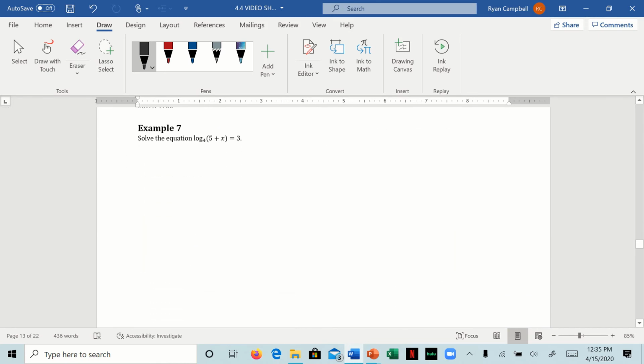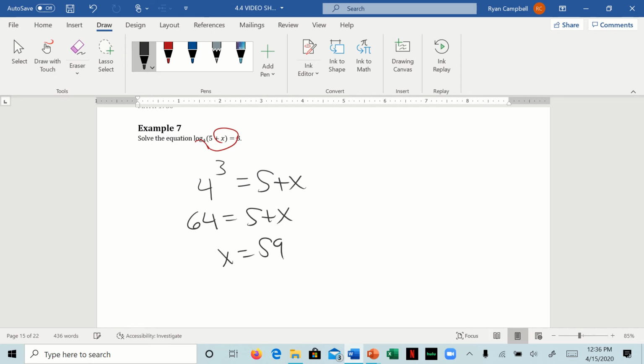Let's do the next one. Okay, well, we don't have log equals a log, so what else can we do? Well, hopefully you see that we can turn it into our other form. So that's something else we can also do. If we don't have a log equals a log, we can always just turn it into the other form. So 4 raised to the third equals 5 plus x. So 4 to the third is just 64, which means x is 59.